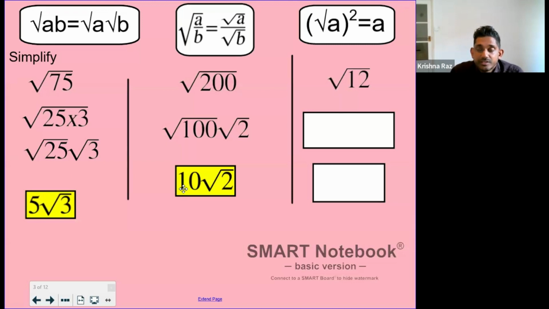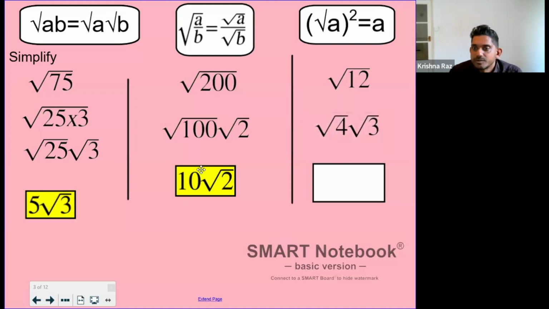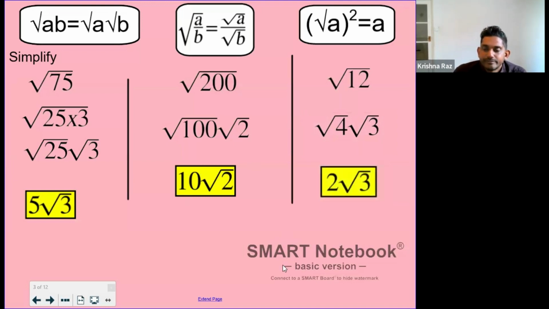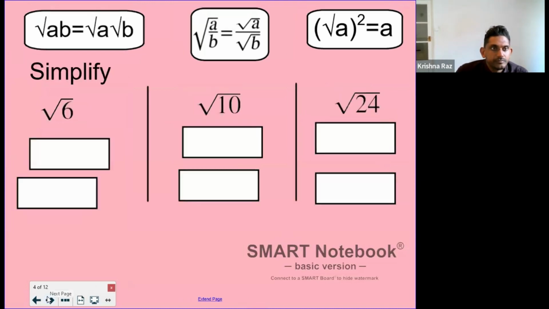So the third example, factors of 12, we could go 6 times 2, or we could go 4 times 3. We pick 4 times 3 because 4 is a square number. And what is the square root of 4? That's right. So we end up with 2 root 3. So now's your chance. I advise you to pause the video and give these three a go.